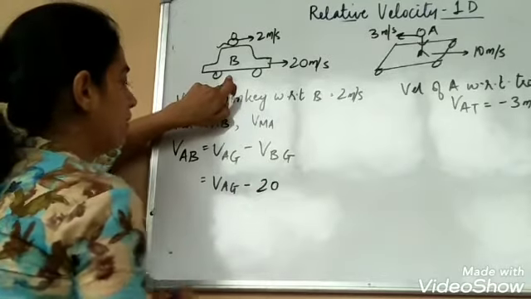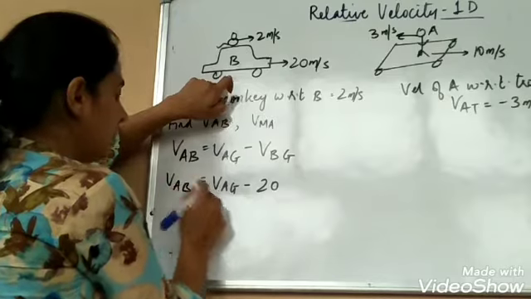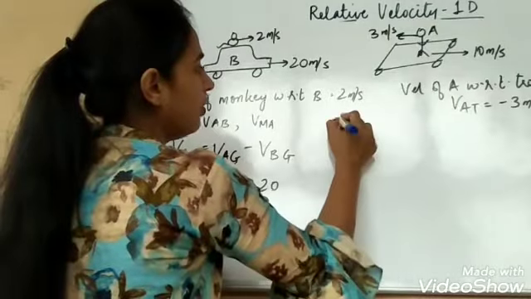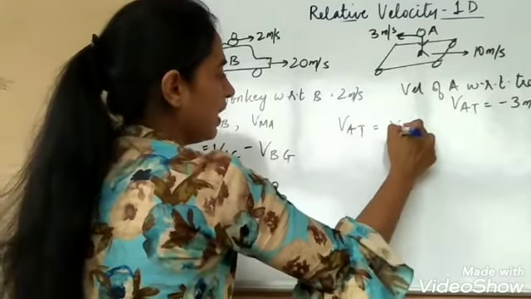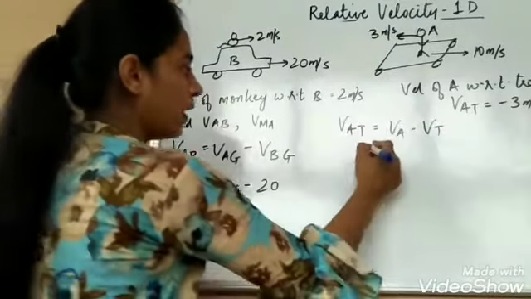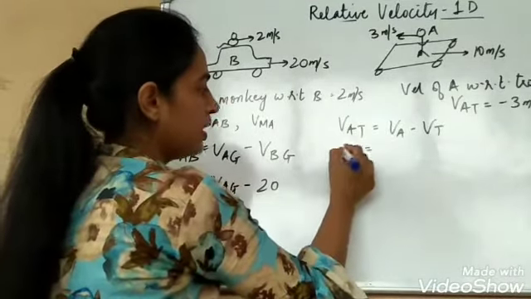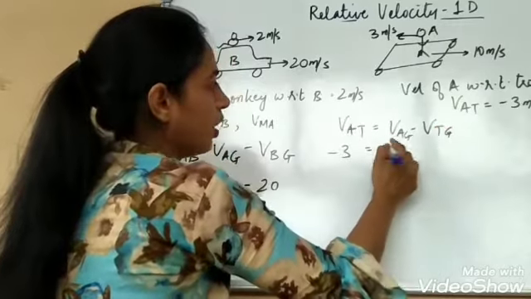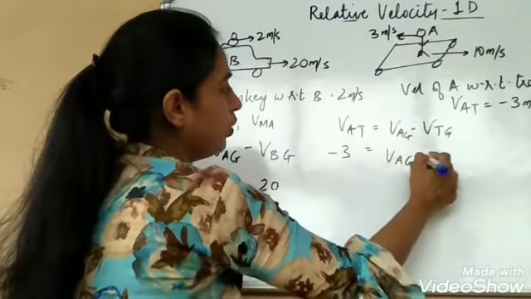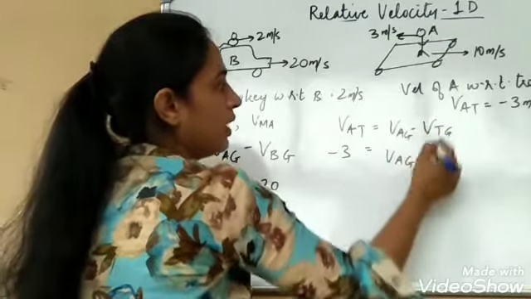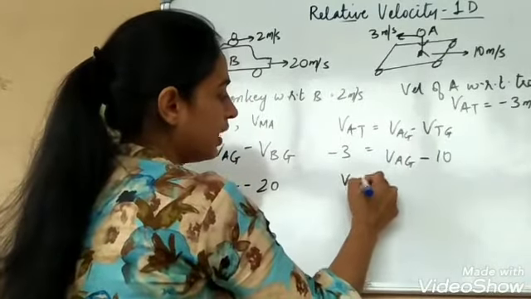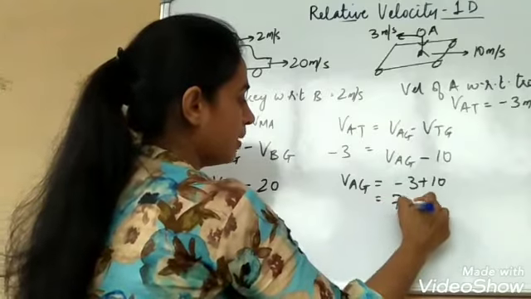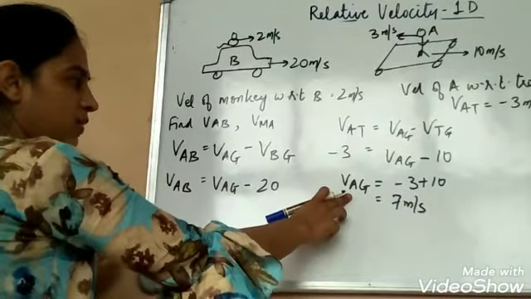We know that is 20 meter per second. Okay, so to find VAB, we need VA with respect to ground. So what is the next thing we know? We know VA with respect to the trolley, that is VA minus VT. Now VA with respect to trolley is minus 3. VA with respect to ground we don't know, minus trolley with respect to ground is 10 meter per second. So from here we get VA with respect to ground is minus 3 plus 10, that is 7 meter per second. So we get the velocity of A with respect to ground.